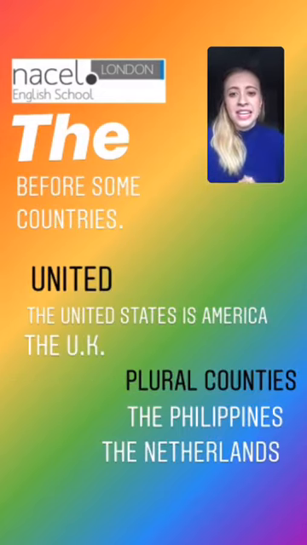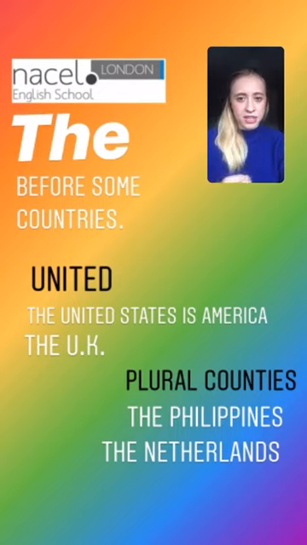Okay, the next rule is before countries or before some countries we use the word the. The main rules that we can use are for united. We can say the United States of America and the UK, or the United Arab Emirates. These are with the, or for plural countries. For example, the Philippines or the Netherlands. Okay, but we wouldn't say the Spain, the Brazil, the Italy. So it's just for some countries that we use the.